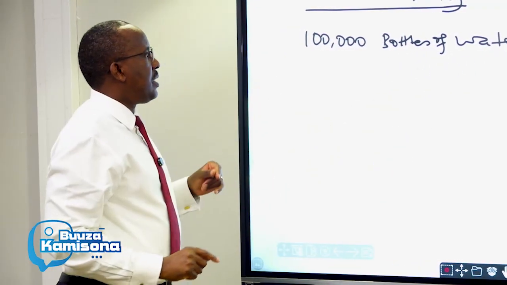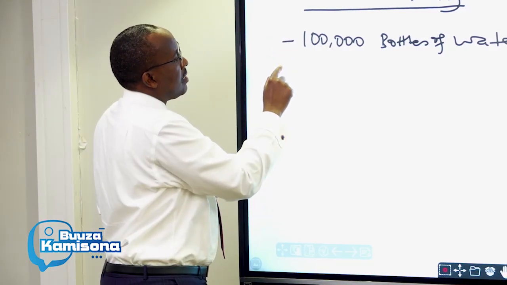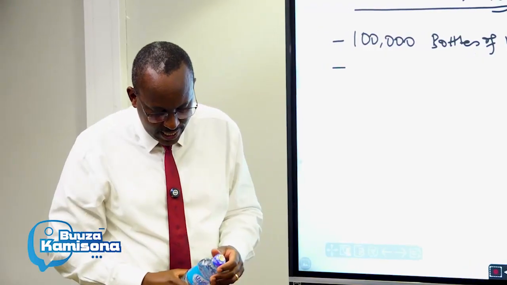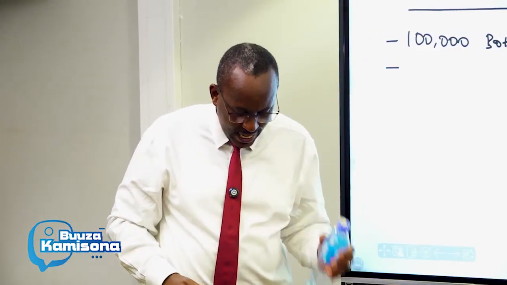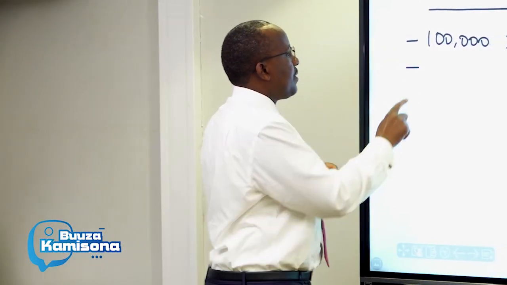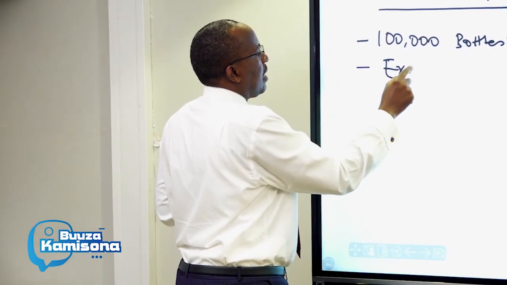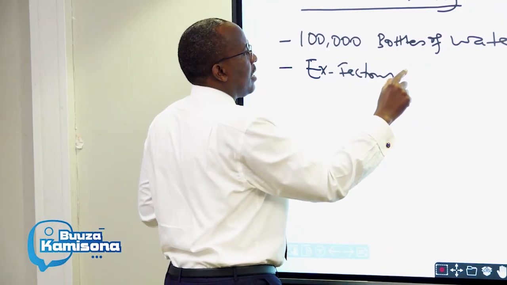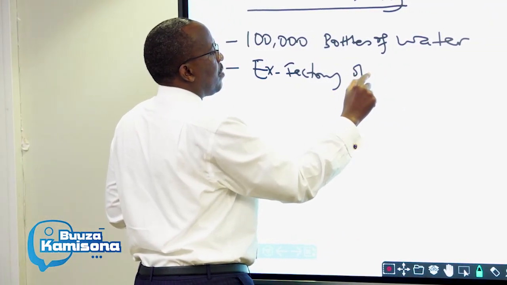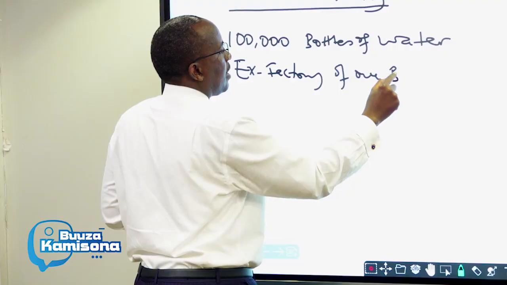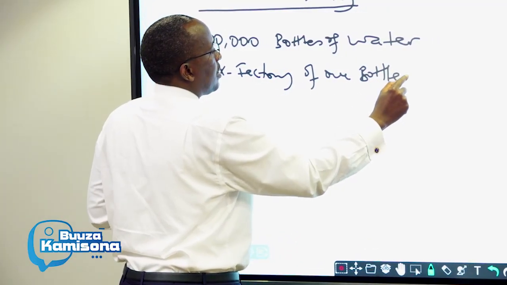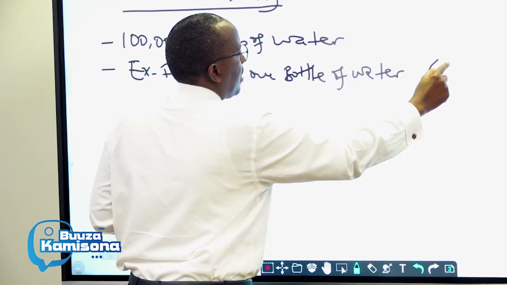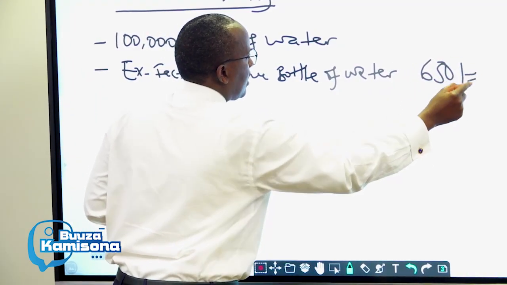And this factory looks through their costs of cleaning this water, packaging it, and they come up with what they call the ex-factory price before you put anything. The ex-factory price of one bottle of water, and you put this cost at 650 shillings as an example.